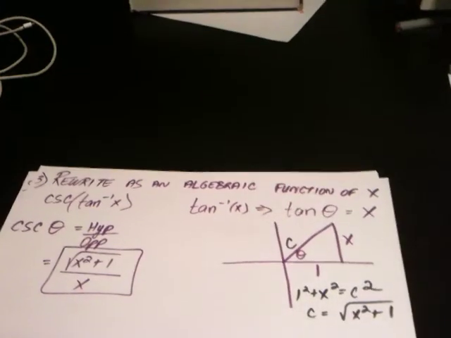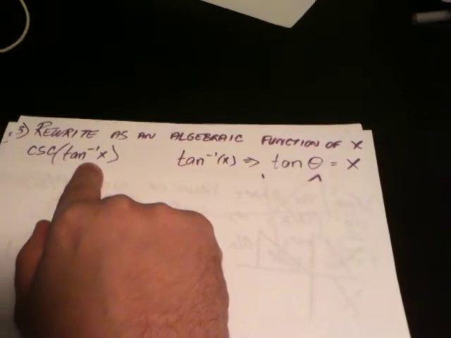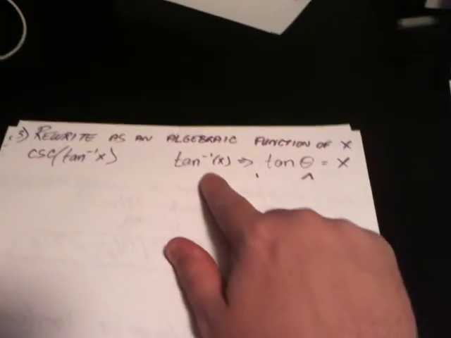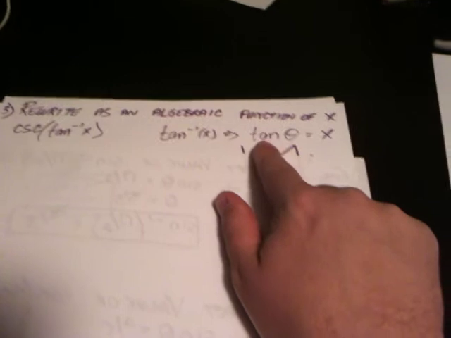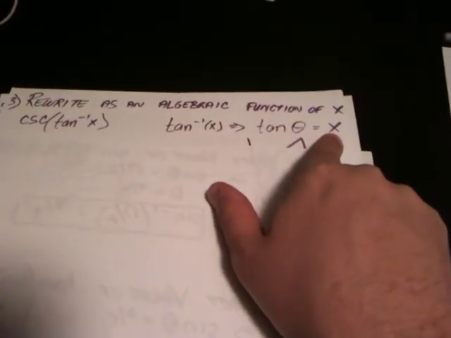One more to go. In this problem, we're not going to actually even be given a numerical answer. We're not going to be given a fraction. Instead, we're going to rewrite as an algebraic function of x the expression cosecant of the inverse tangent of x. So just like with the other problems, let's think about what this inverse tangent really means. Well, what it means is find the angle that has a tangent equal to x.